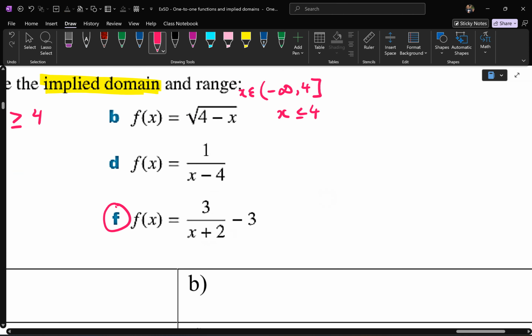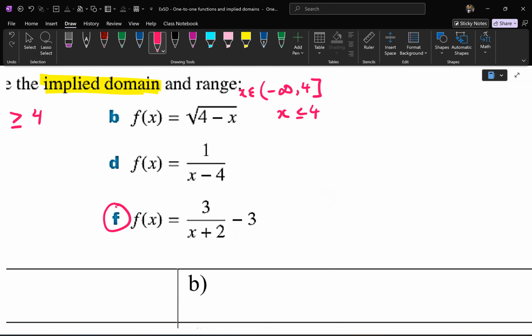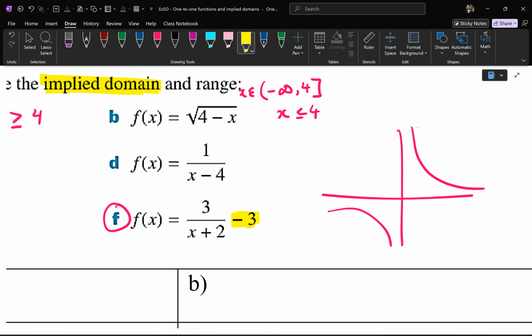Let's try the last one. F. What type of graph is F? Yeah, it's hyperbola. Doesn't have a square on the bottom, so it's not truncus. So a hyperbola should look something like this. Well, let's read the transformations. What's minus 3 tell us? Down by 3. So now I know the graph shifts down by 3.